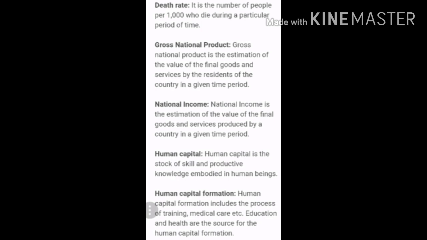So in this way we complete our revision work on people as a resource. I hope all of you have cleared your doubts.